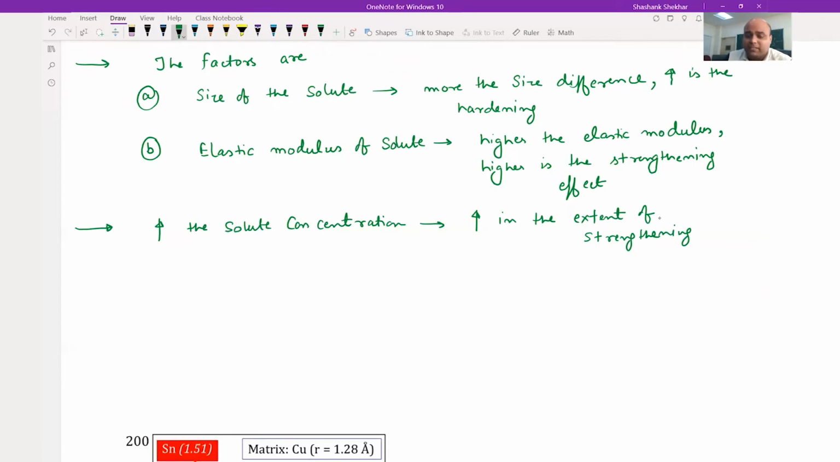But remember one thing, you cannot just continuously increase the solute concentration in the solvent, because there is a solubility limit of any solute in the solvent, right? Otherwise, you will see the formation of a second phase.